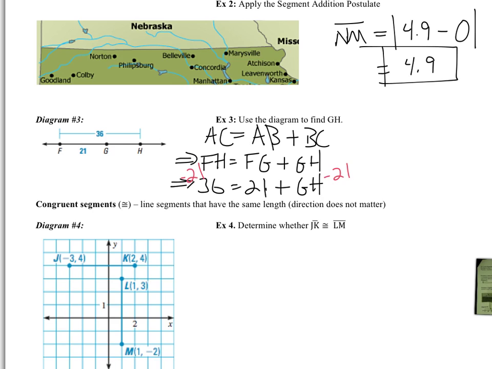So now we get positive 21 minus 21, so that means this cancels out and becomes 0. And then we get 36 minus 21 over on the other side, and that should become 15. So we're left with, let's go ahead and do this, implies that we get 15 equals GH. Okay. Moving on to the next part.